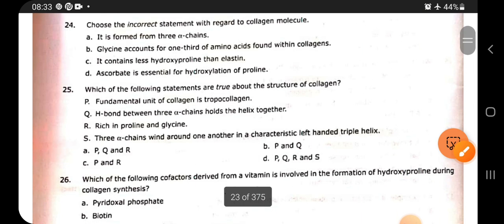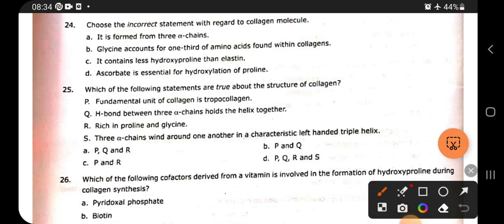Choose the incorrect statement with regard to collagen molecule. A, it's formed from 3 alpha chains. Very well said, because I just told you that there are alpha chains. Then glycine accounts for 1/3 of amino acids found in collagen. Yes.